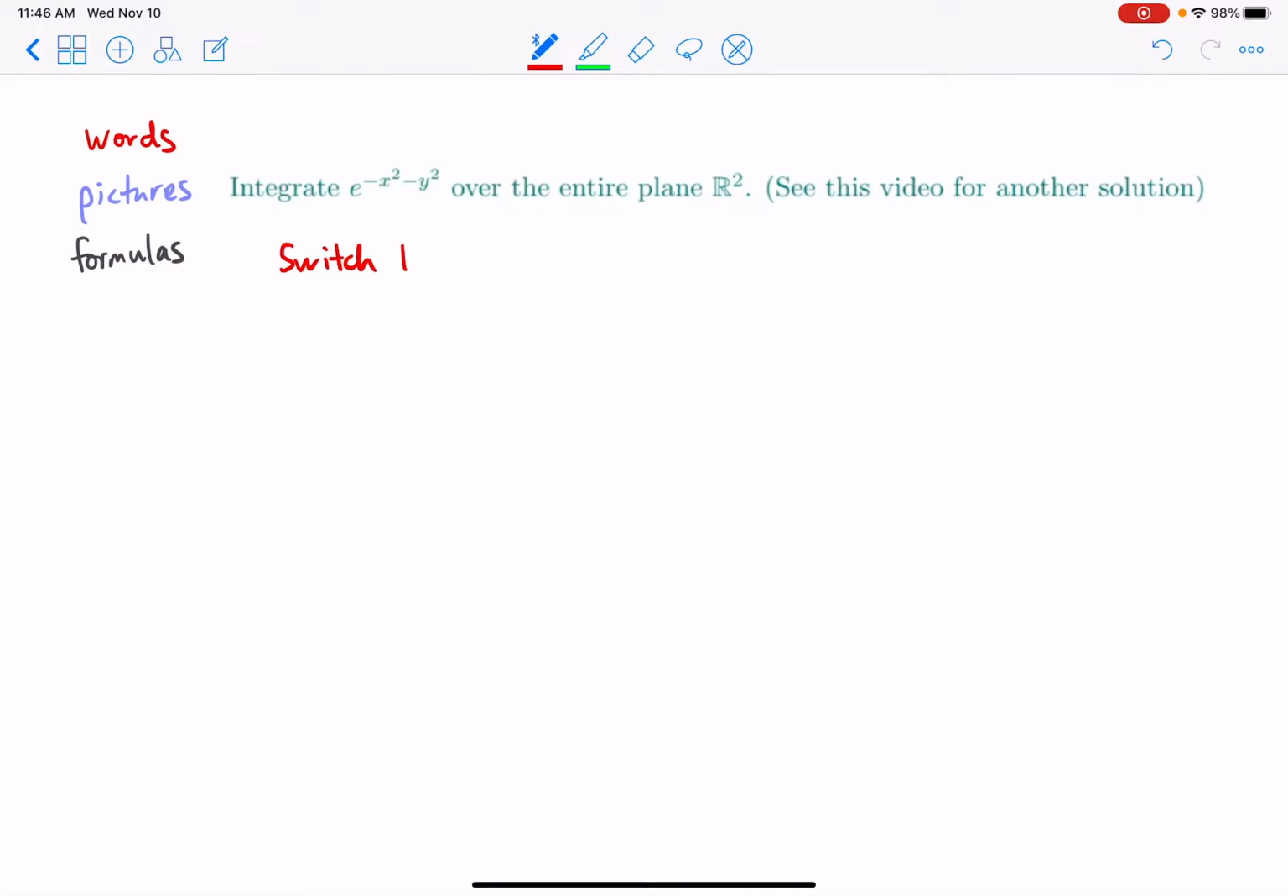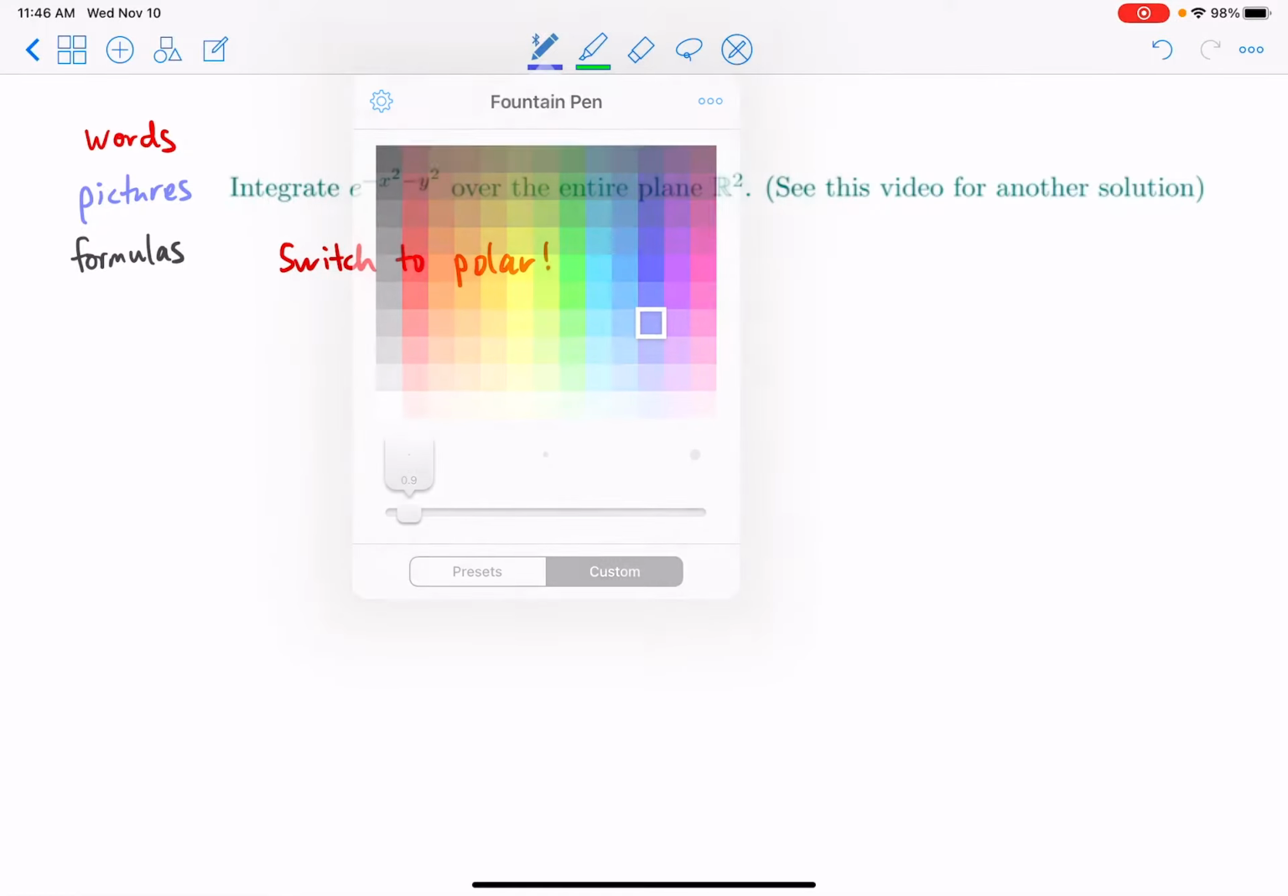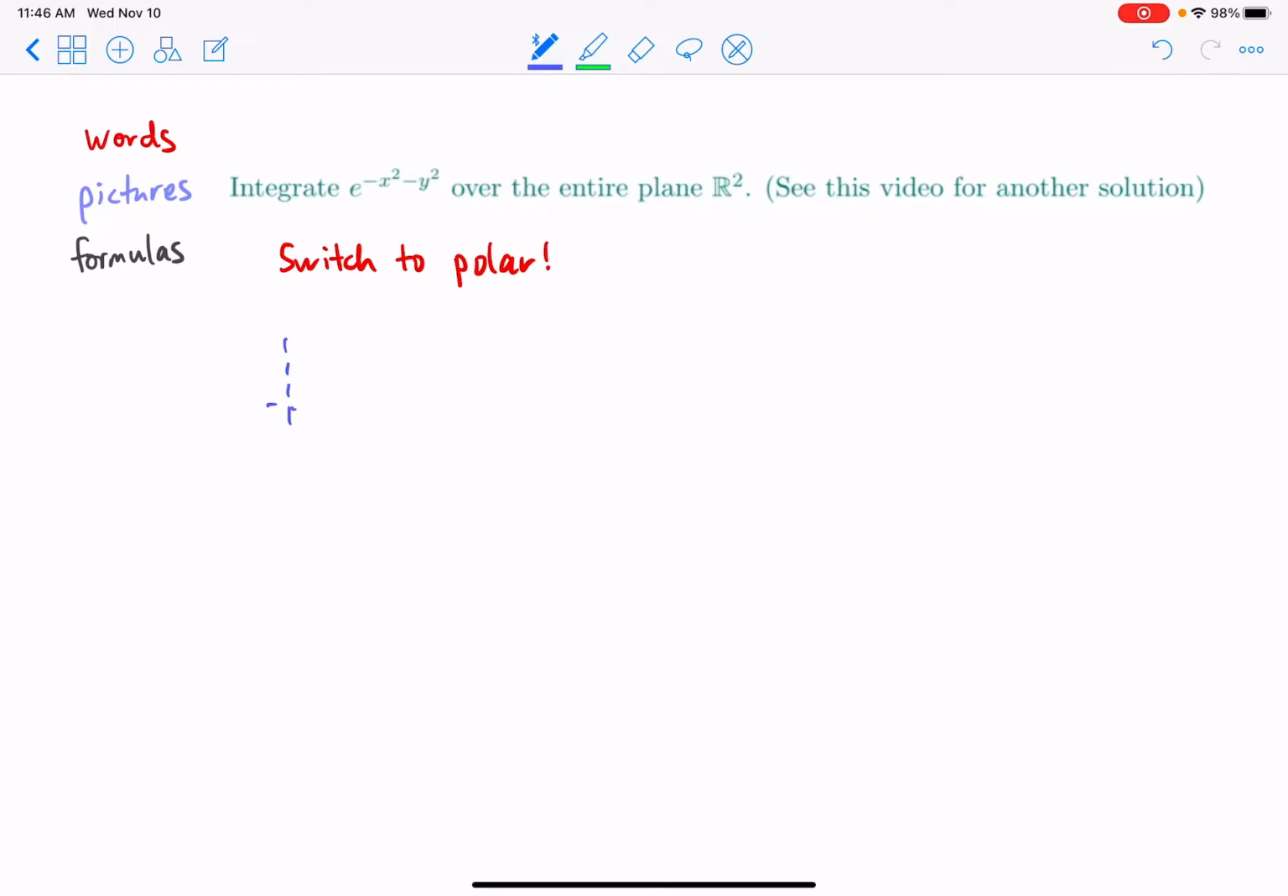The key here is switch to polar. So you won't be able to find an antiderivative for this function in x or in y, though you can try, but switching to polar will actually work. So let's remember what this means. It means that we have the r theta plane, and we're going to map it over by some map to the xy plane.